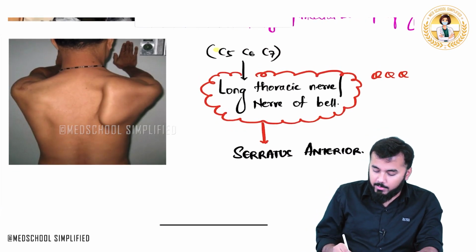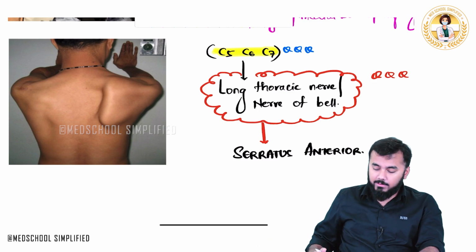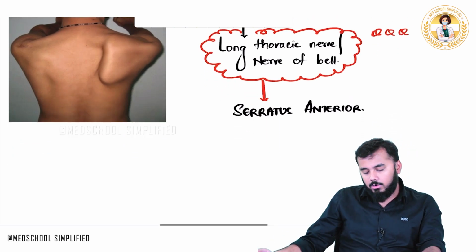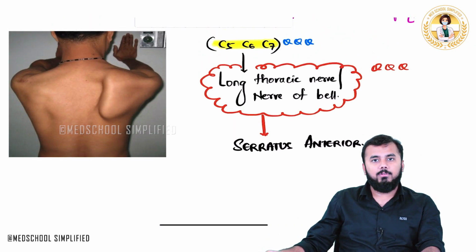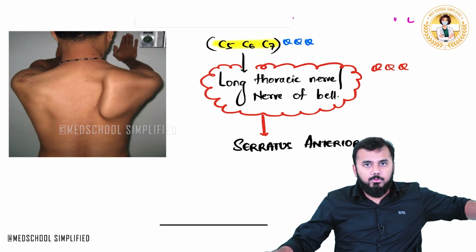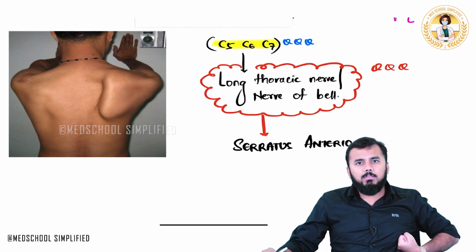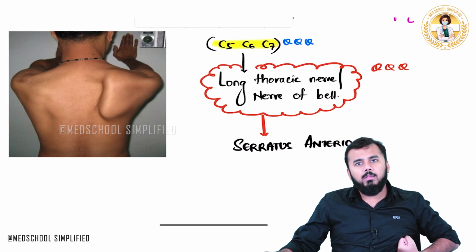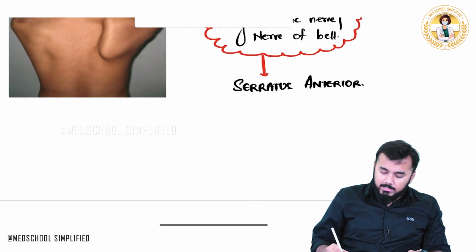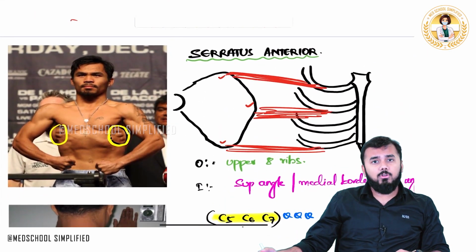By the way, remember this root value, because it is very, very important and multiple times it is asked in the exams as well. So C5, C6, C7 together give the long thoracic nerve, or the nerve of Bell, which supplies your serratus anterior. If there is damage to this long thoracic nerve, for example if someone gives you a sudden blow, a sudden punch here, the long thoracic nerve might be compressed and damaged. In that case, the serratus anterior muscle is not supplied by any nerve. So what will happen? Serratus anterior will cause winging of the scapula. Why should serratus anterior cause winging of the scapula?